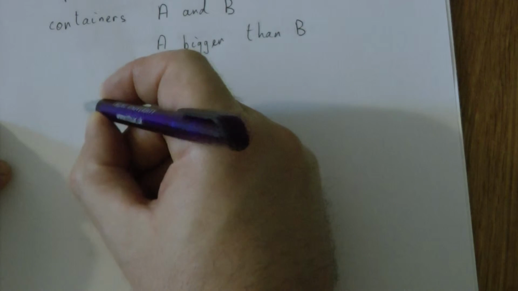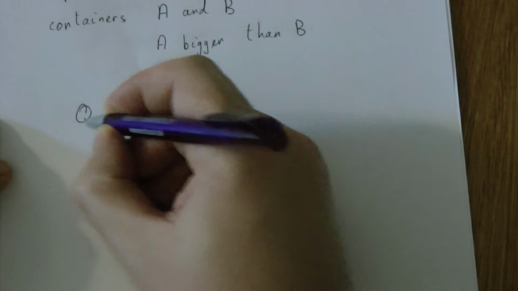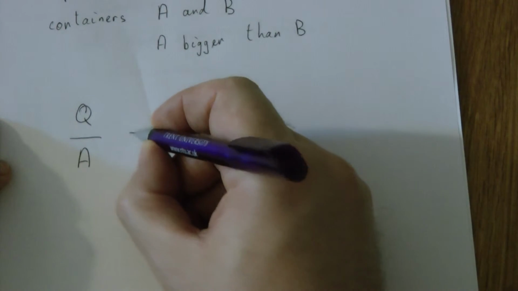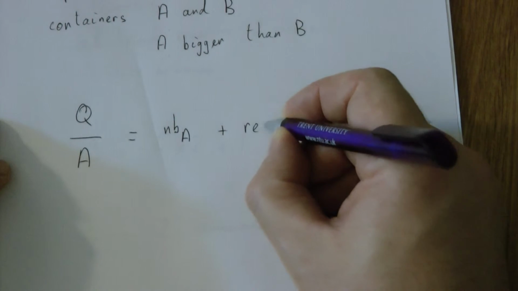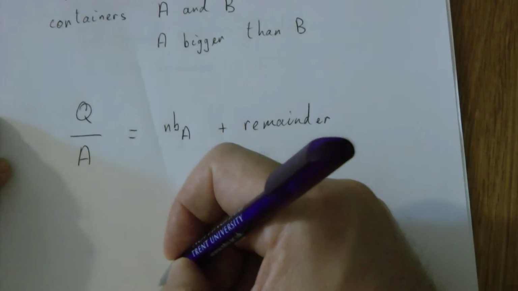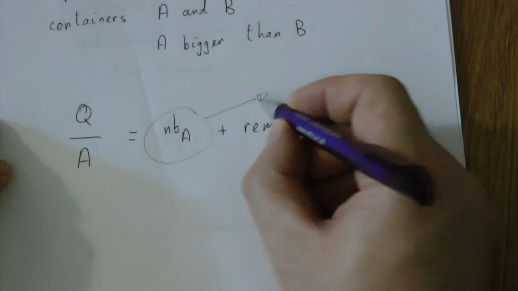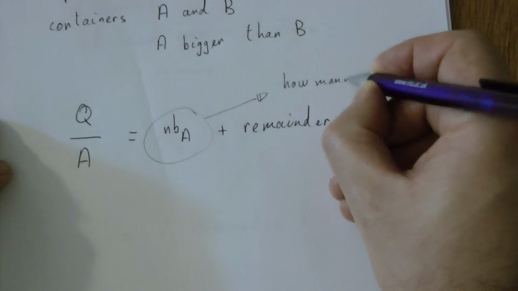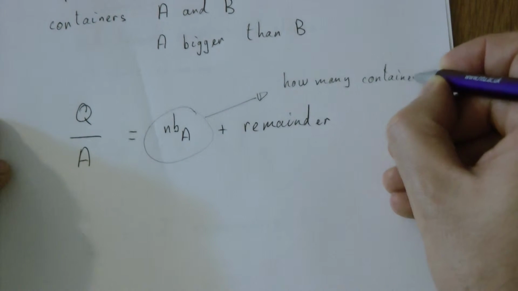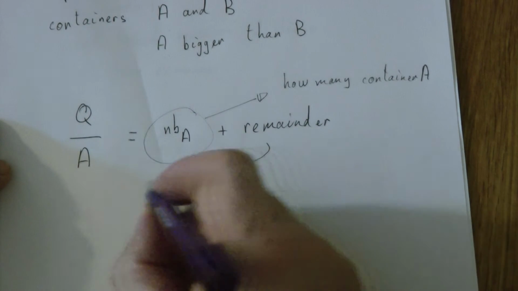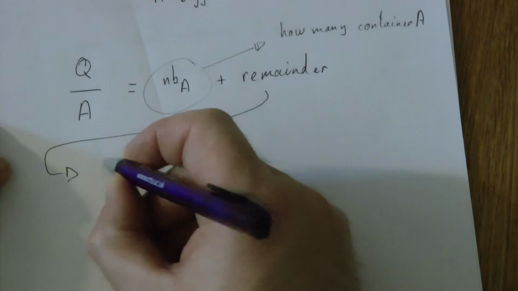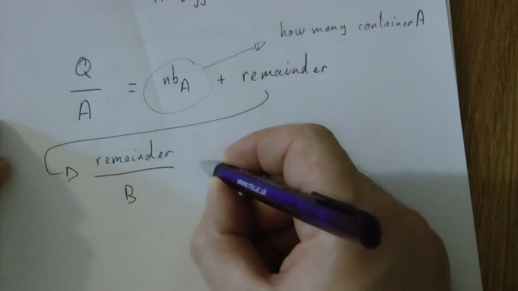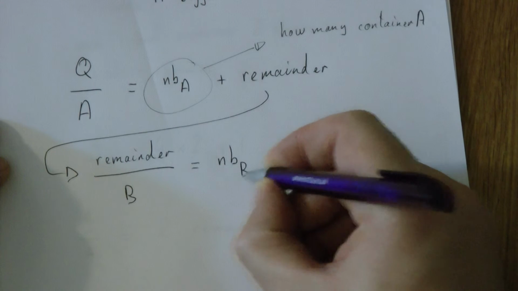Then we are going to start by dividing Q by A. And what we are looking for is the number of container A plus a remainder. So this is how many container A, and with this remainder we are going to do a similar operation to find how many container B we need. So let's say remainder divided by B is going to give us the number of container B plus a remainder.